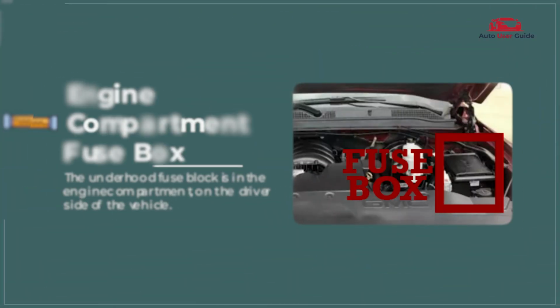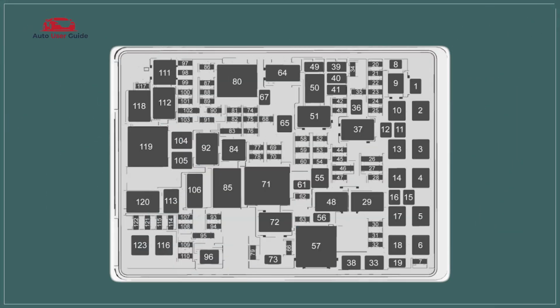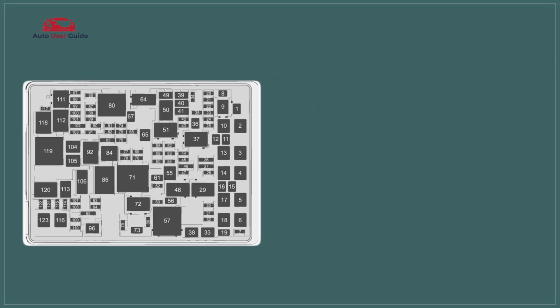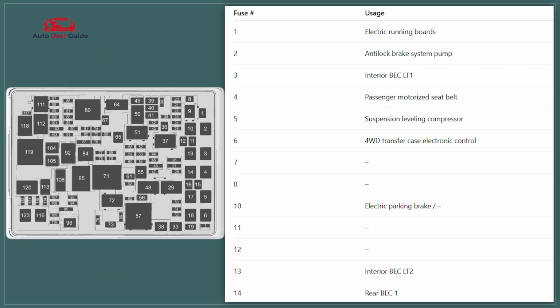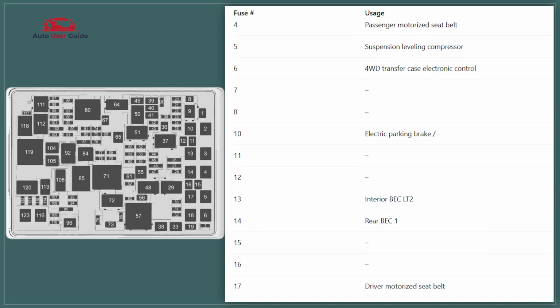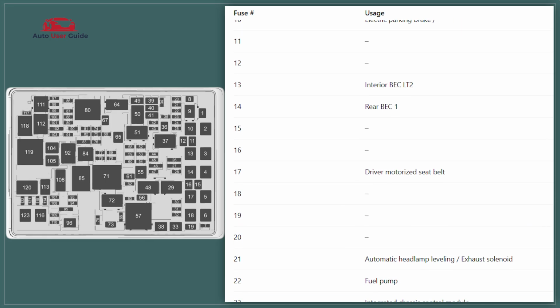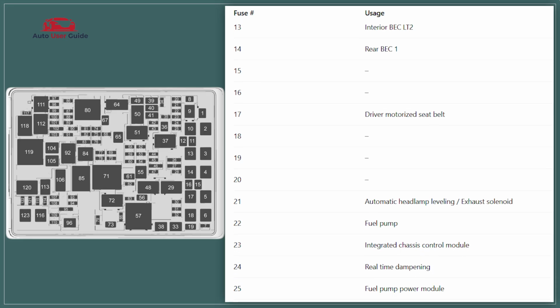Engine Compartment Fuse Box. The engine compartment fuse box in the 2018 GMC Yukon houses fuses and relays that protect major engine and vehicle electrical systems. It controls functions like the cooling fan, fuel system, ignition, lighting, and other essential components.